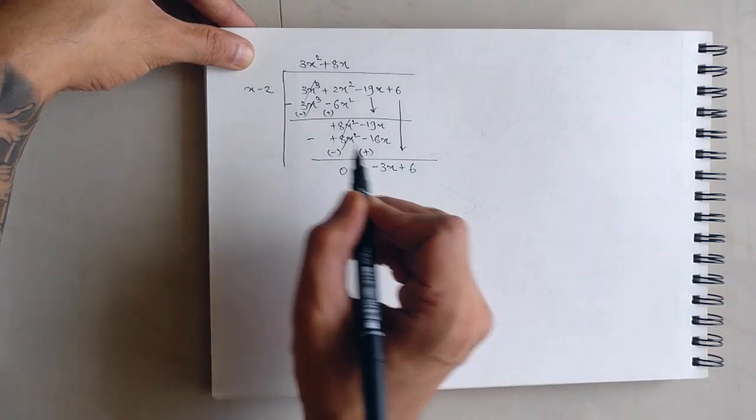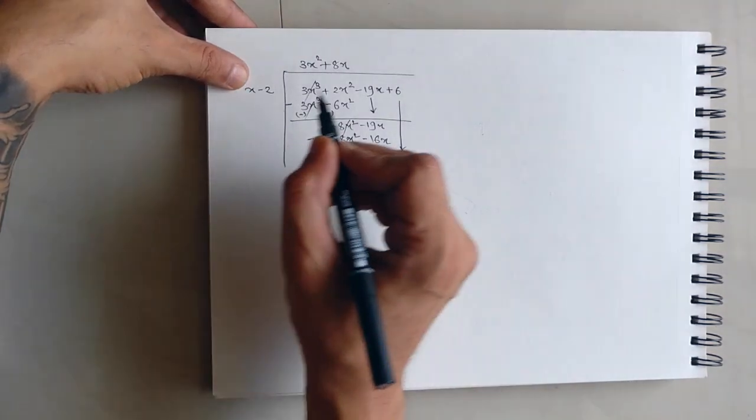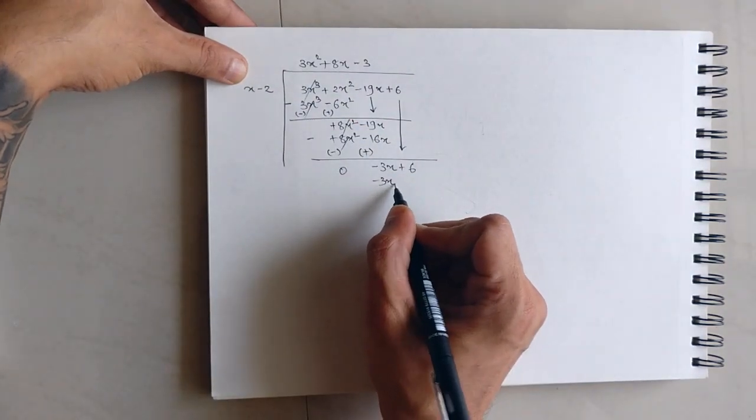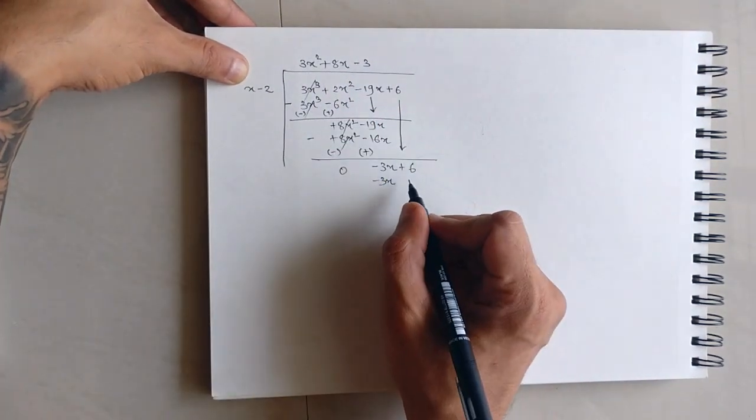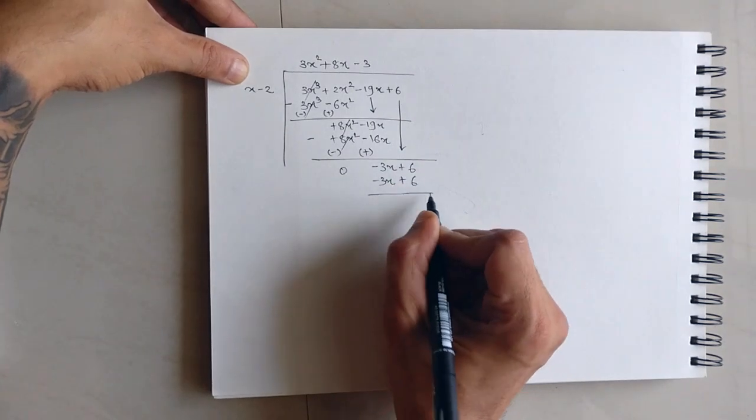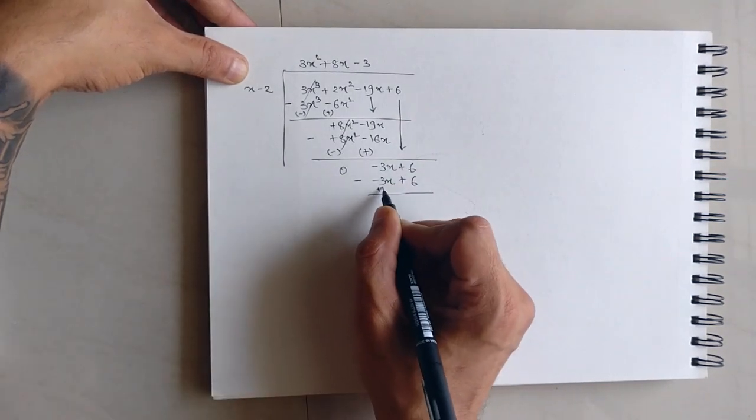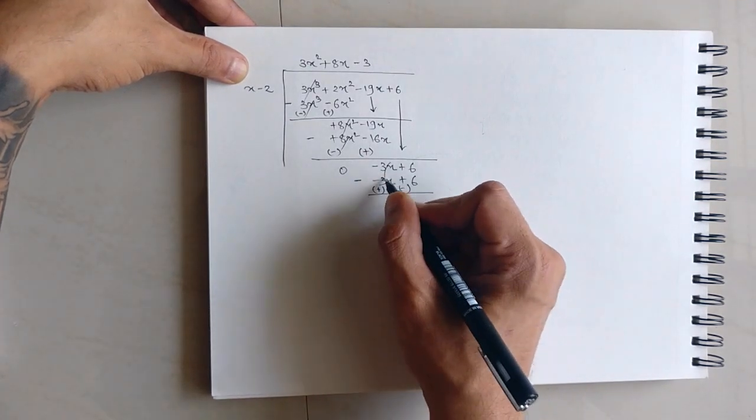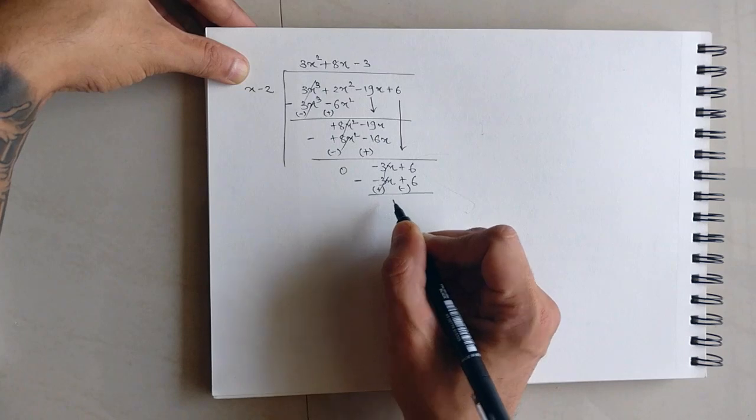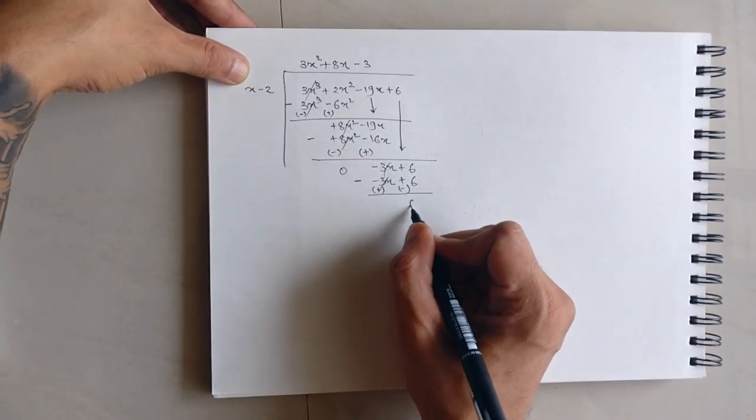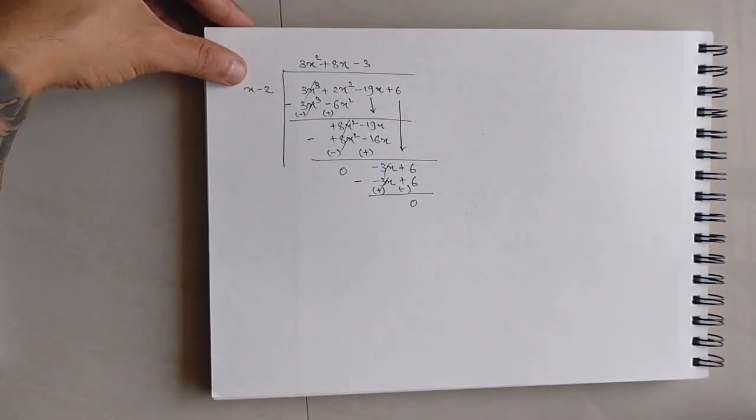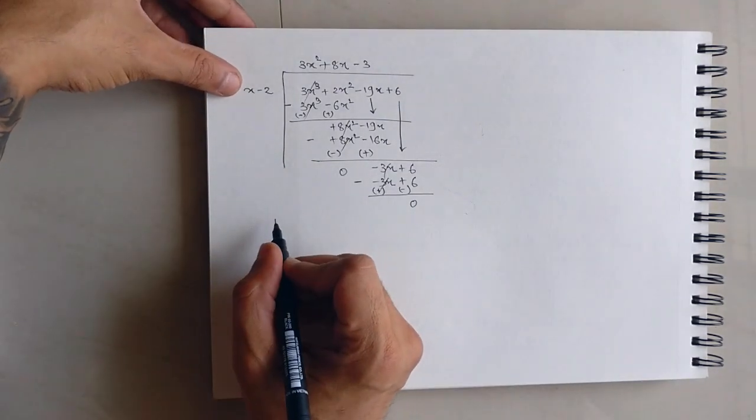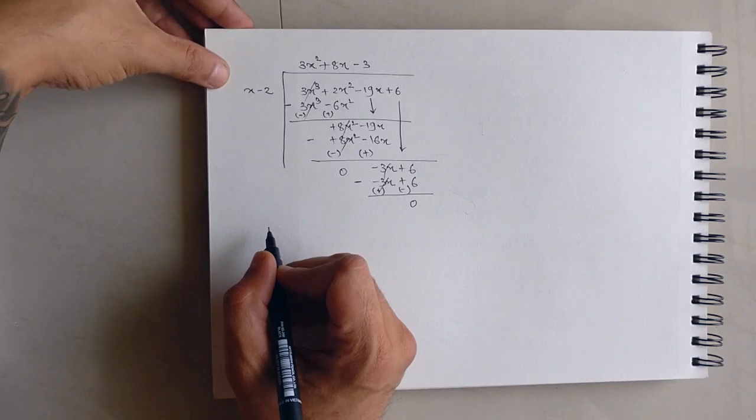Now minus 3x divided by plus x gives you minus 3, and minus 3 into x is minus 3x, minus 3 into minus 2 is plus 6. Negative sign changes, minus 3x plus 3x gets cut, 6 minus 6 becomes 0. So this is the remainder. Okay, please understand how it goes now.